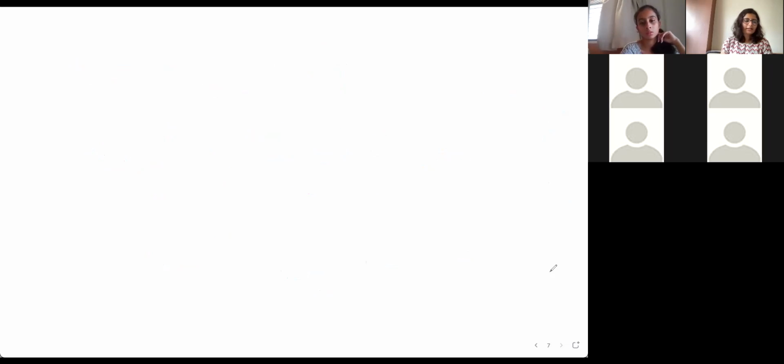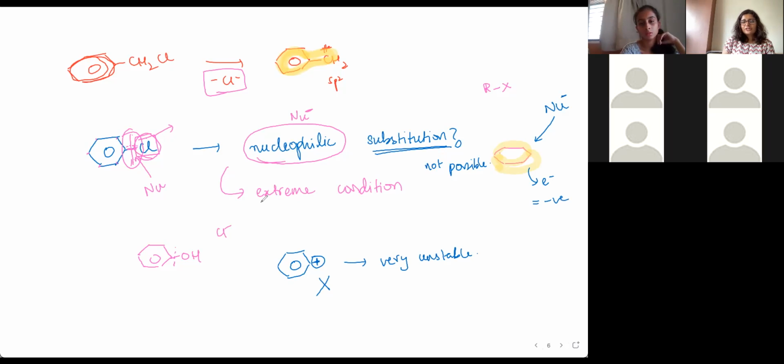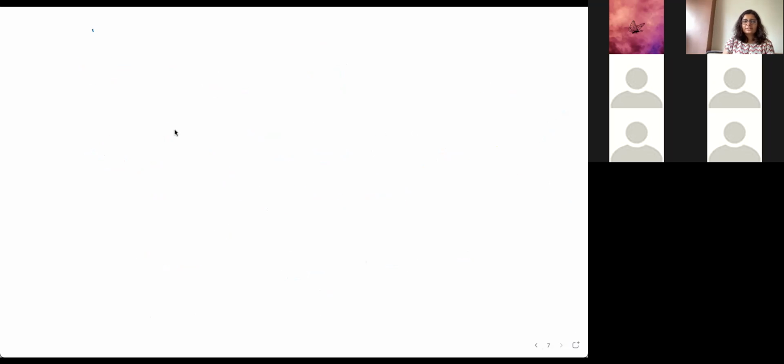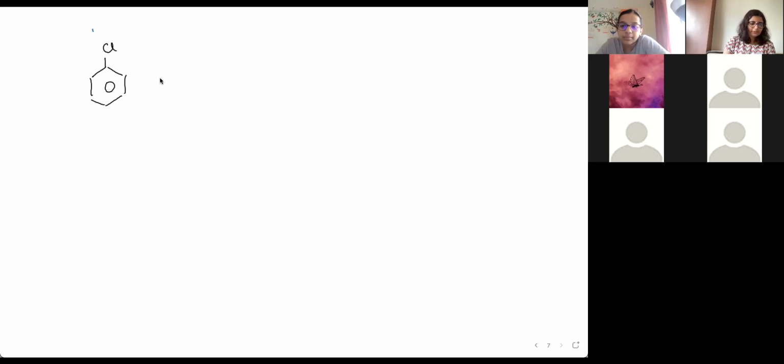Instead, haloarenes undergo electrophilic substitution. Before that, I mentioned that this takes place under extreme conditions, right? There is only one nucleophilic substitution reaction that chlorobenzene undergoes, which is this. The exception is just for chlorine, or for any groups which will be electron withdrawing. Just chlorine, substituting chlorine in chlorobenzene.